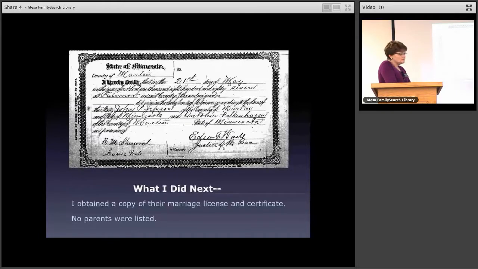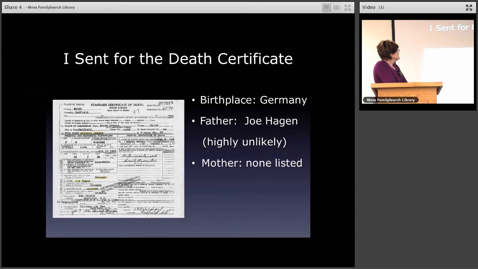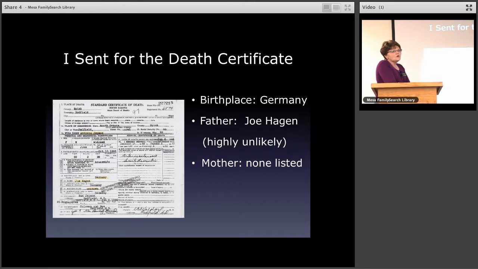So the first thing I did was I tried to locate the marriage record. I found their marriage license, and I was hoping that it would have some parents' names on it. It didn't, so that was a bust. So then I sent next for the death certificates. This is a copy of Antonia's death certificate. It was filled out by her son. It listed her birthplace as Germany. That's not very helpful. It listed her father as Joe Hagen. I thought that information was not very reliable. I was pretty sure that her maiden name was Falkenhagen, because that's what it was on her marriage certificate. And Joe is not a German name. It might be Joseph, and it had no mother listed.